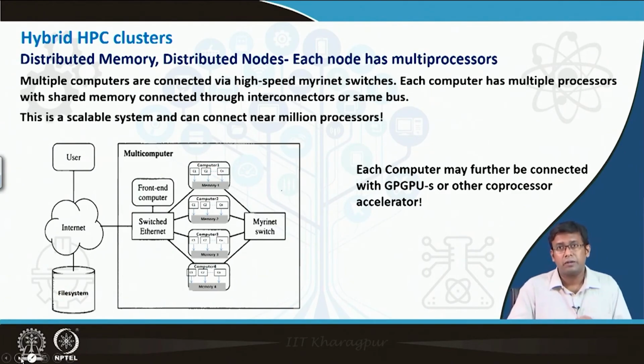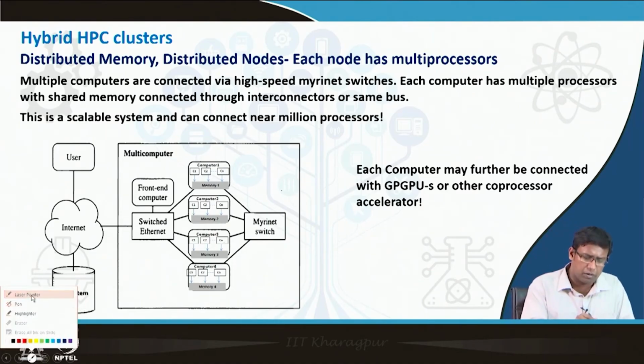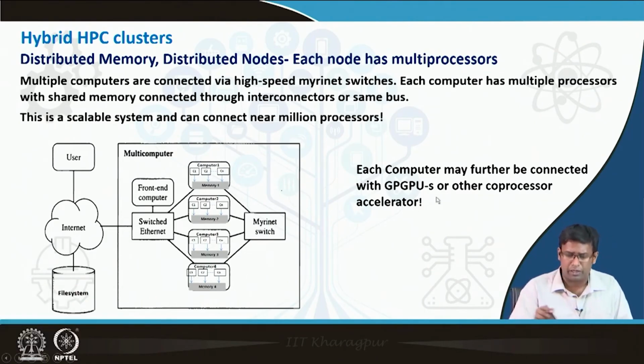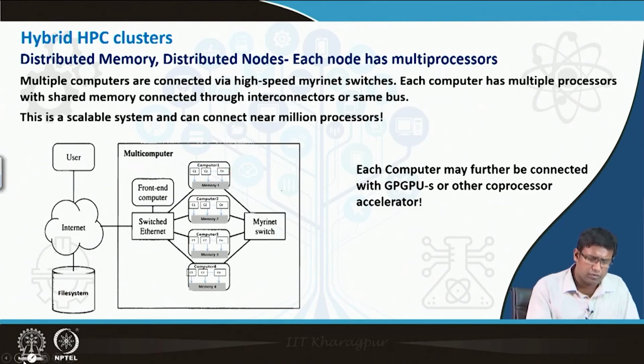Each computer may be connected with GPUs or coprocessor accelerators to give better speed. And now if you look at a leading supercomputer, you will see that this multiprocessor computer arrangement is there, and each computer is connected with something like a GPU or coprocessor. So these are the most developed HPC architectures.